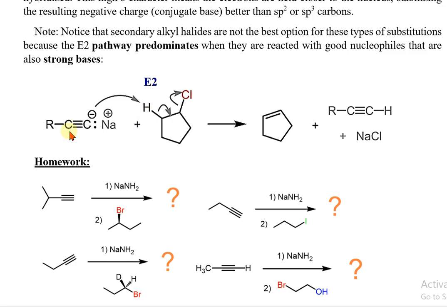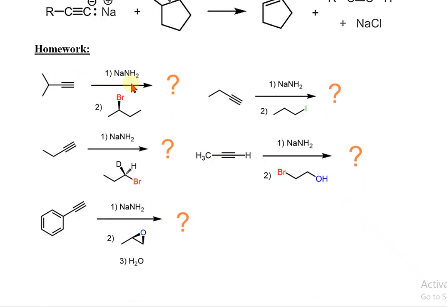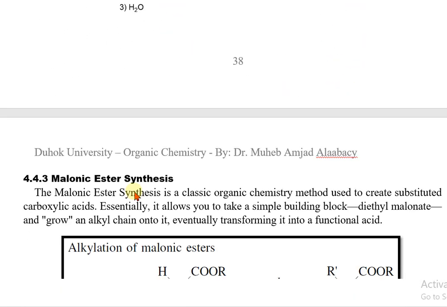So in this reaction, the carbanion will work as a base, not a nucleophile. It will react as a base to remove the beta proton from here and produce an alkene. Try to resolve this example. It is like homework for you.